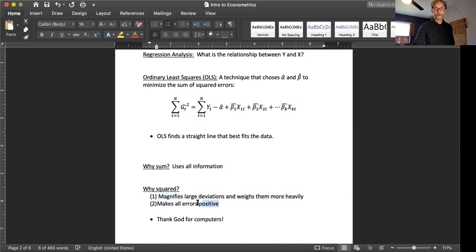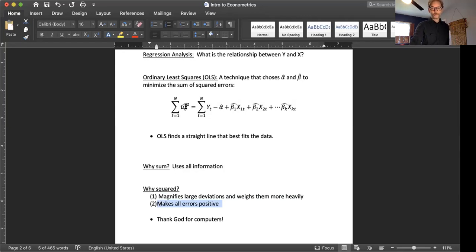The other reason why we square errors is because it makes all errors positive. If we just added up the errors, the negative errors would cancel out the positive errors, and it might make our model look like we're explaining more than we are. And we don't want to do that. So by squaring the errors, not only are we putting more weight on big errors, but we're making all the errors positive, right? And so that way we can make sure that we incorporate all the information and don't let some of that information cancel itself out.